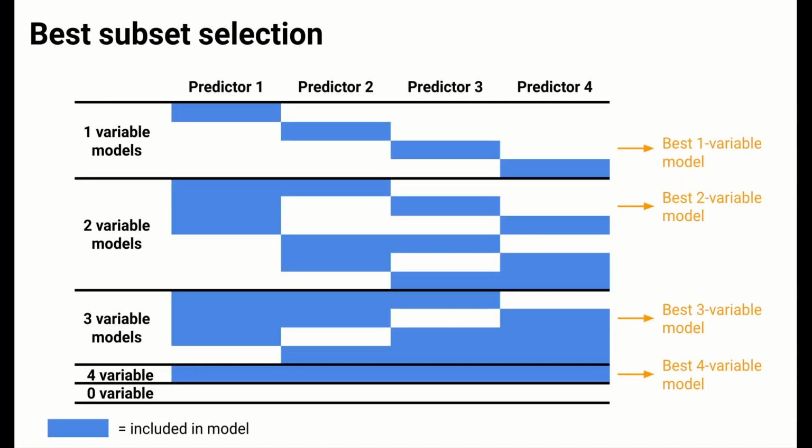For example, with 4 variables, there are 16 models to fit. 4 one-variable models, 6 two-variable models, 4 three-variable models, 1 four-variable model, and 1 zero-variable model. The zero-variable model being one with just an intercept. Oftentimes, software that implements best subset selection will provide users with the best model of each size.